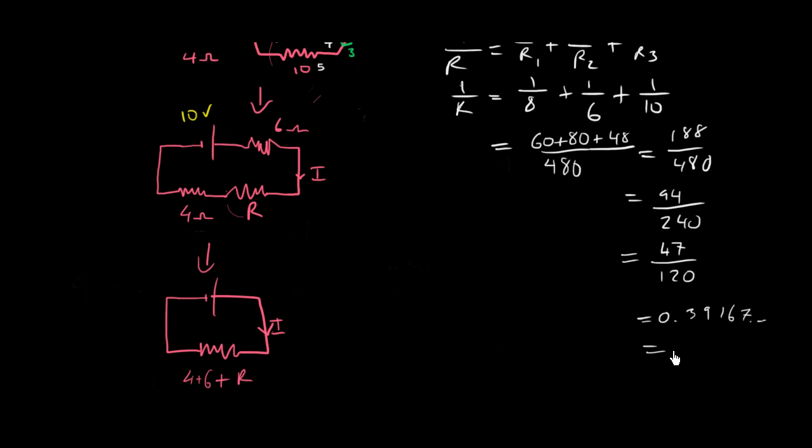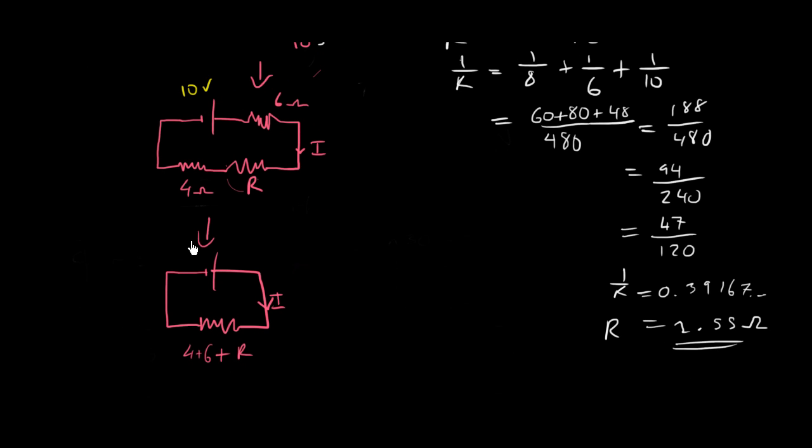So 1 divided by 0.39167 is 2.55. I've done the reciprocal now, so that was 1 over R, and now R is 1 divided by that, and I get 2.55 ohms. Okay, so let's take it to be exactly 2.55. So what does that mean? That means that this R is 2.55.